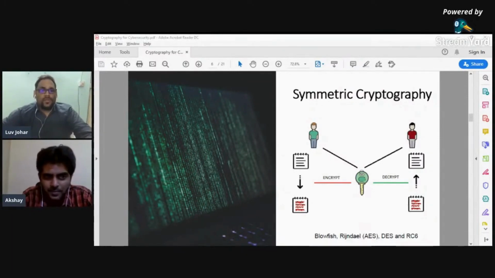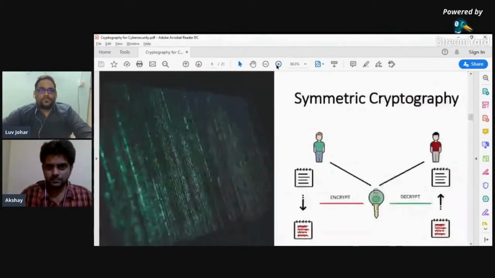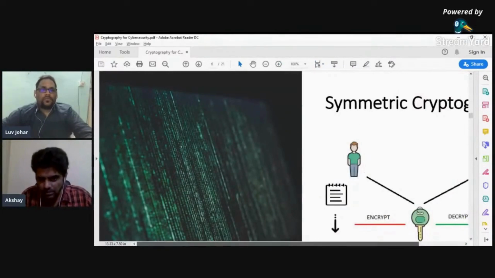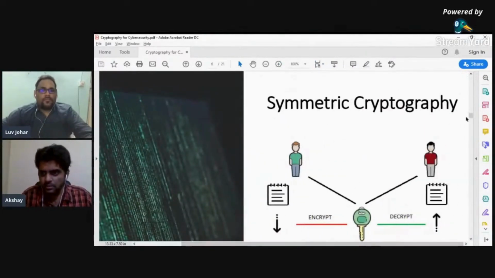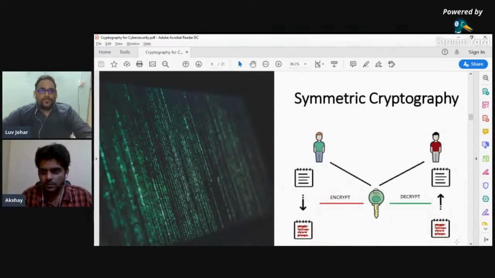Just zoom in a little bit on the diagram part itself. Yeah. Perfect. A little bit smaller.